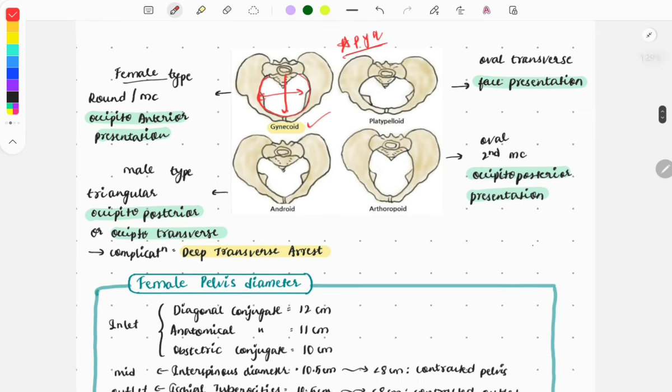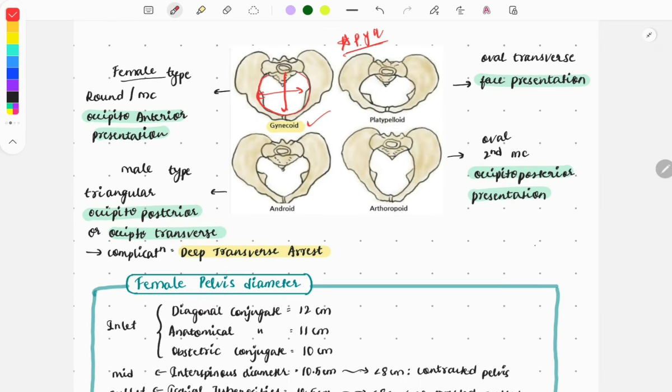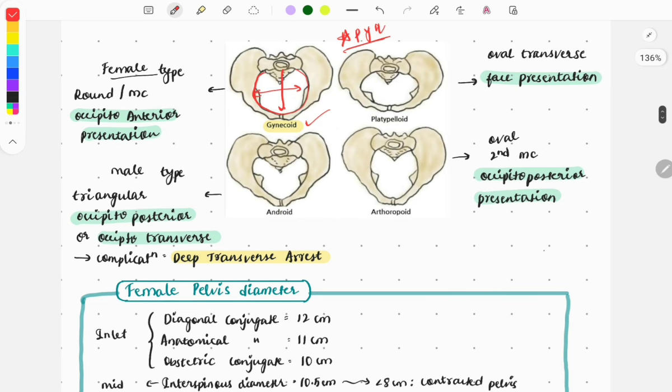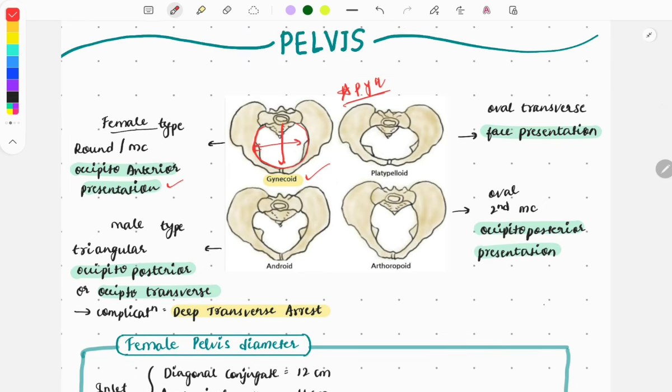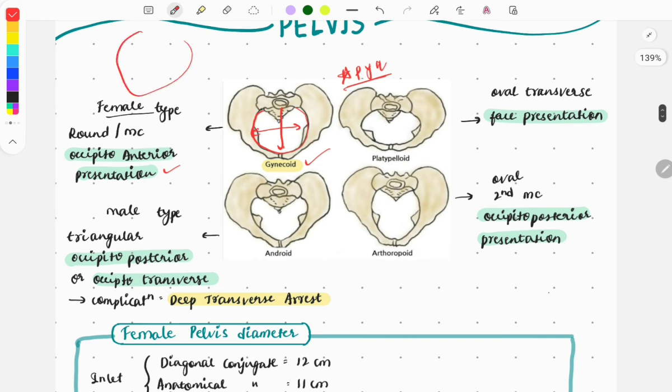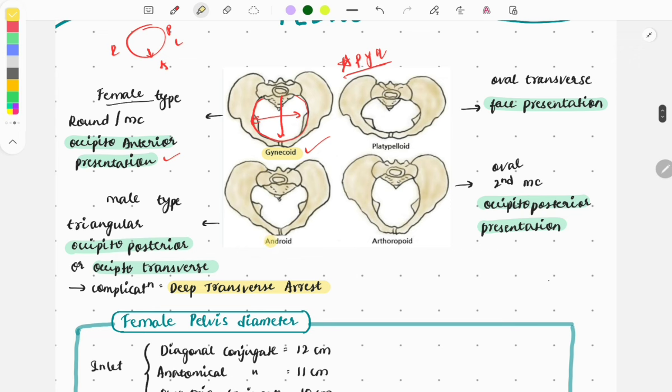Questions are also asked, like which kind of presentation is seen in which type of pelvis. So the occipito-anterior presentation is seen with the gynecoid pelvis. Let me explain this to you. This one is the pelvis, and these are the anterior, the posterior, the right and the left. If the occiput of the baby is anterior in relation to the pelvis, then it will be called the occipito-anterior presentation.